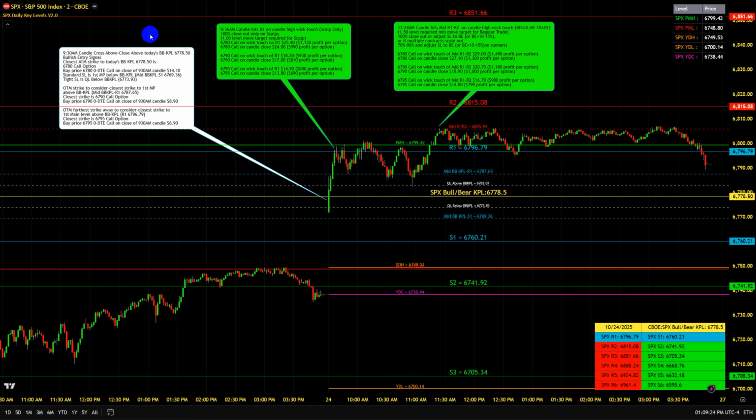And this strategy is simply buying call options, 0 DTE call options on bullish entry signals, and on bearish entry signals, simply buying put options.